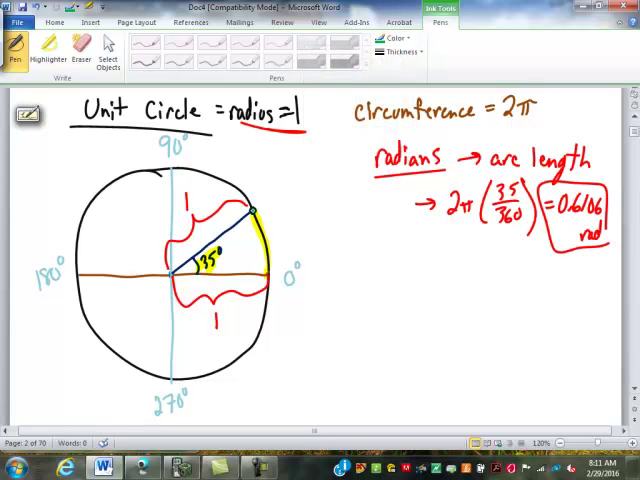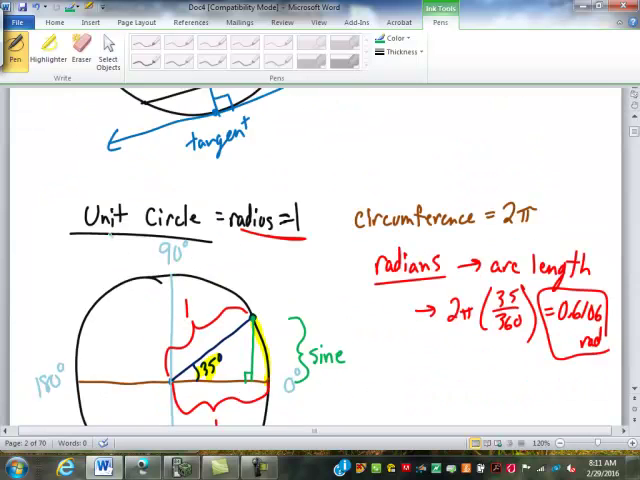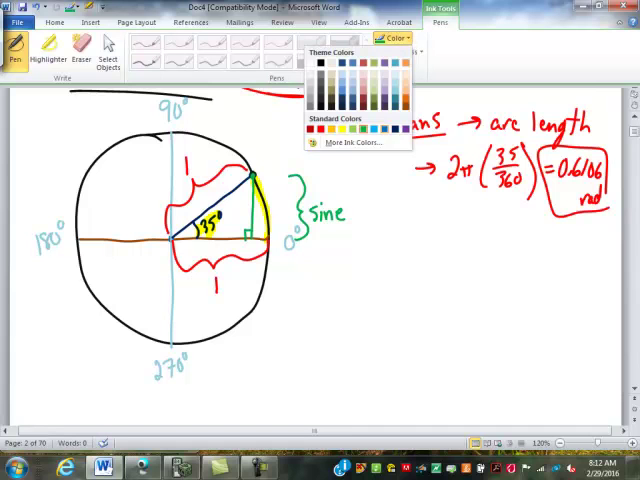Next we have the distance from this point down to that reference diameter. What is that? That's the sine. Remember? Distance from a point on the circle to the reference diameter. So the sine of the angle, in this case the sine of 35 degrees, is just that length from that point down to the reference diameter. That one's pretty straightforward.